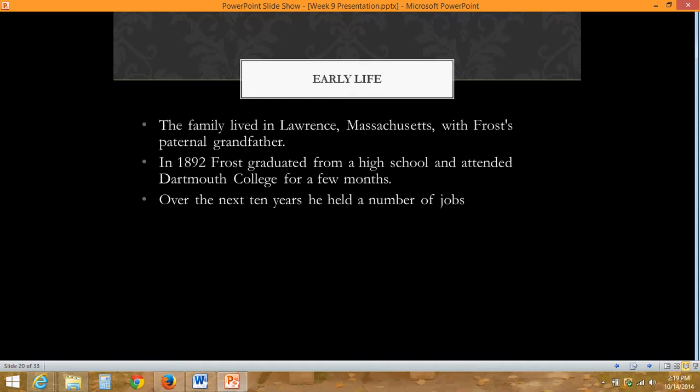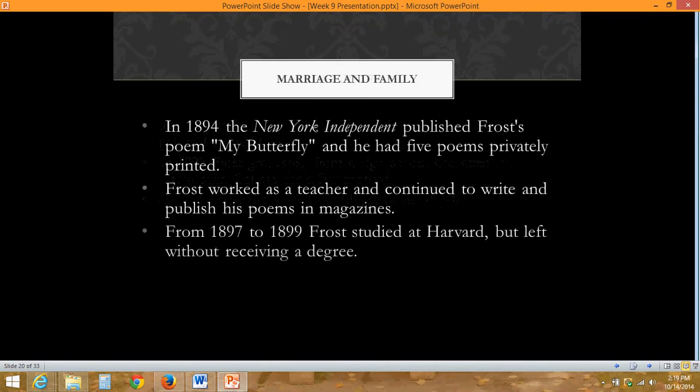In 1892, Frost graduated from high school and attended Dartmouth College for a few months. Frost graduated from high school as valedictorian, co-valedictorian actually, with Eleanor, who happened to become his wife later on. And he held a number of jobs over the next 10 years. He went to Harvard as well. He never actually finished college. He did go to several college classes.